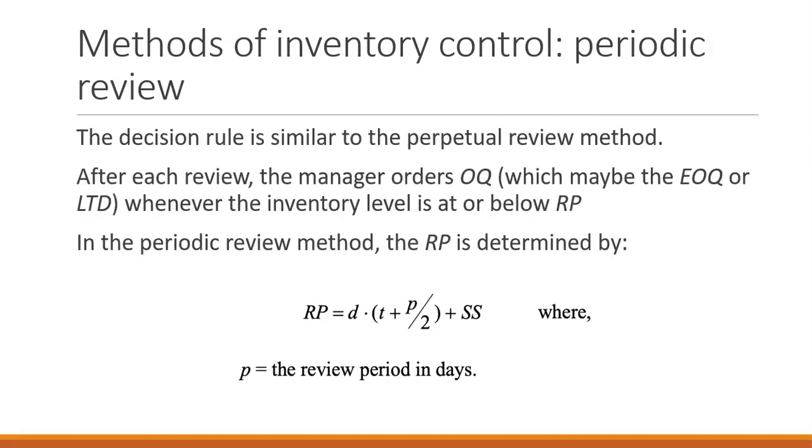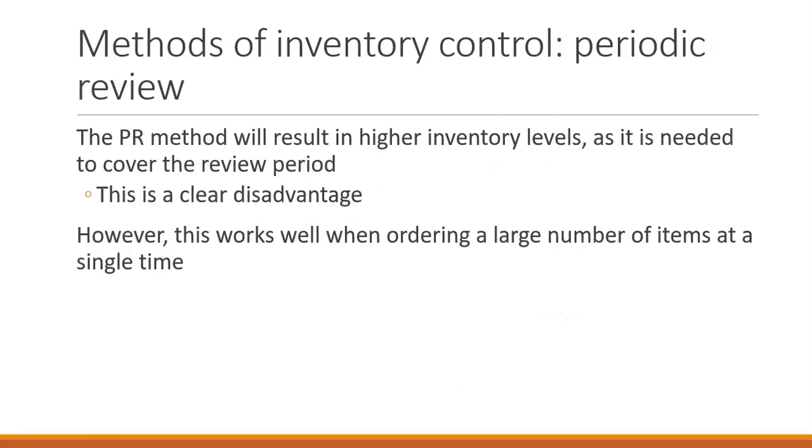When we look at periodic review, we add the number of review days to our lead time. The periodic method, periodic review, results in higher inventory levels because of the time that we're counting inventory by hand.